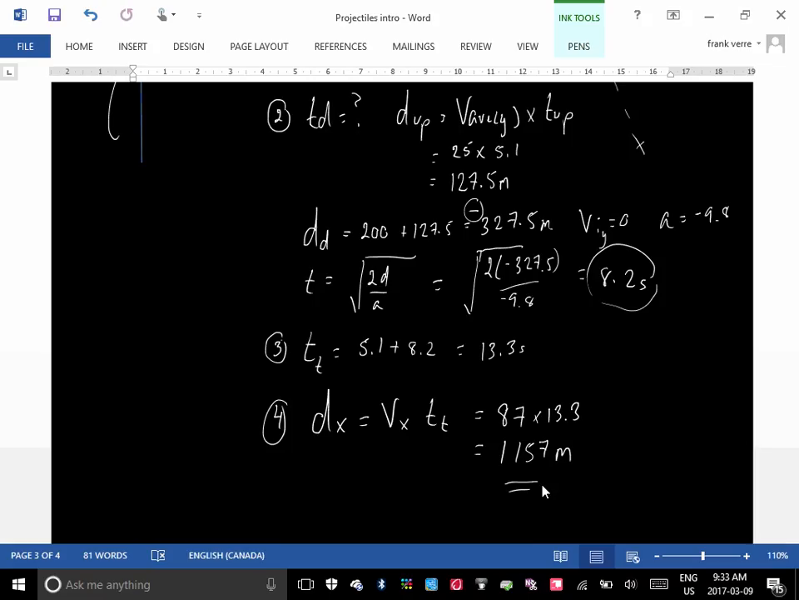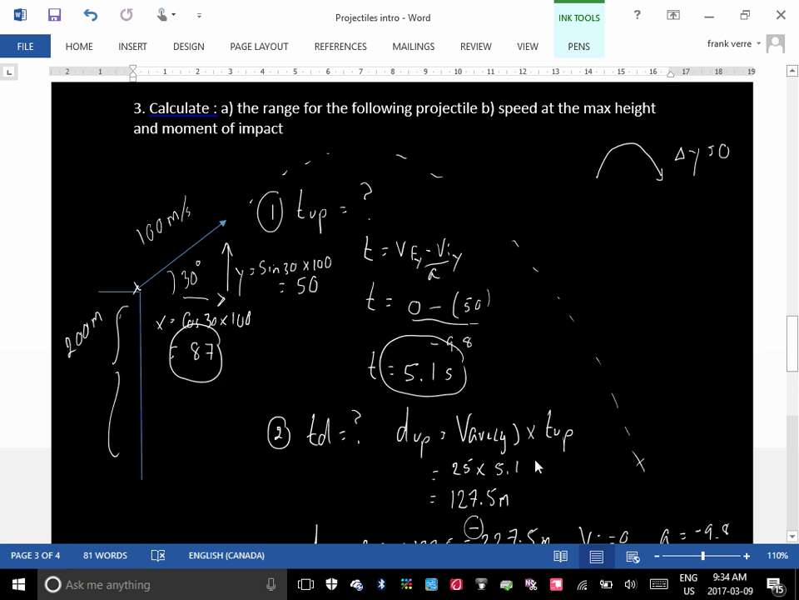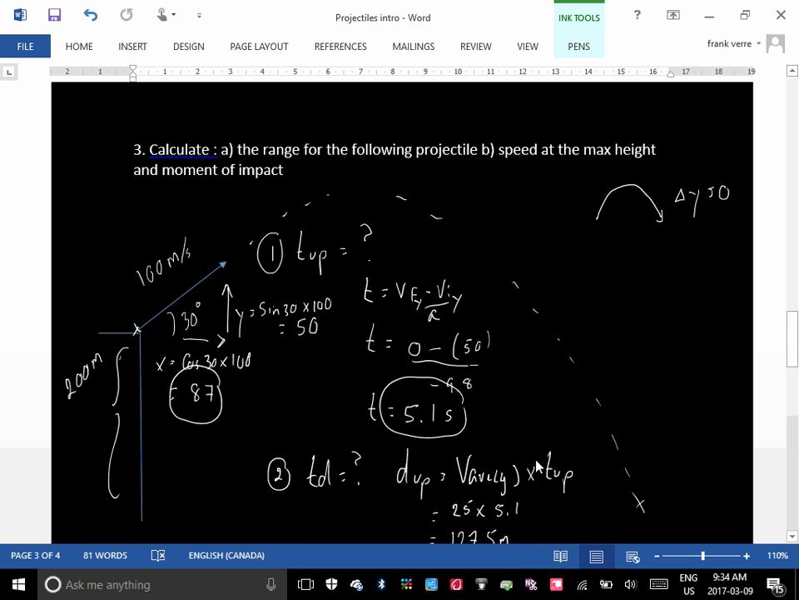When you're looking for the distance up, you can use the average speed up. But when you're looking for the range, the horizontal speed doesn't change, so we don't use the average in that case. Now, there are actually two other questions here. One is, what is the speed at the max height, and what is the speed at the moment of impact, okay?